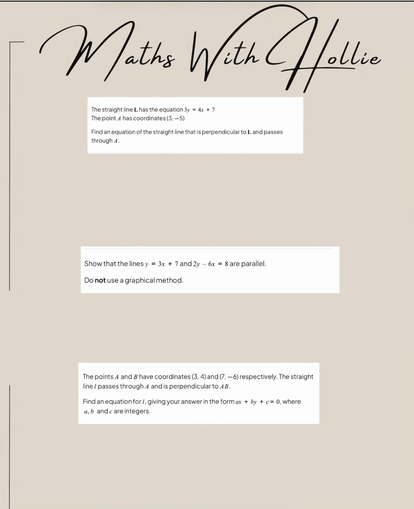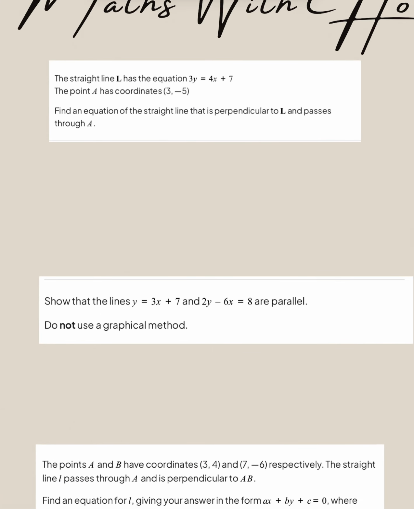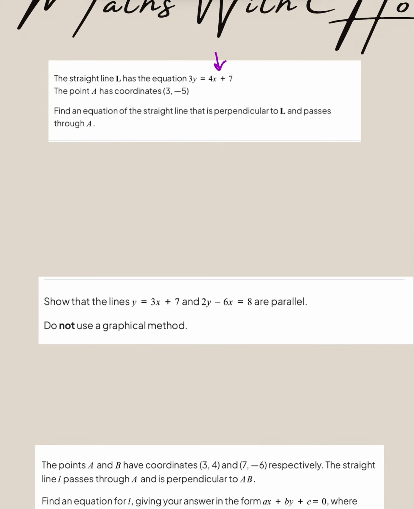Okay, so this first question, we're going to do some coordinate geometry here. This first one says we have a straight line L with the following equation. It says A is a coordinate which is (3, -5). It wants us to find the equation of a straight line that is perpendicular to line L but passes through point A. So what does perpendicular mean?